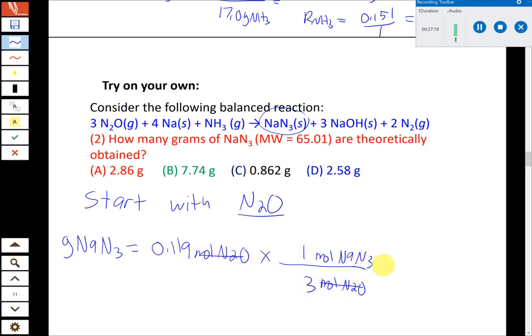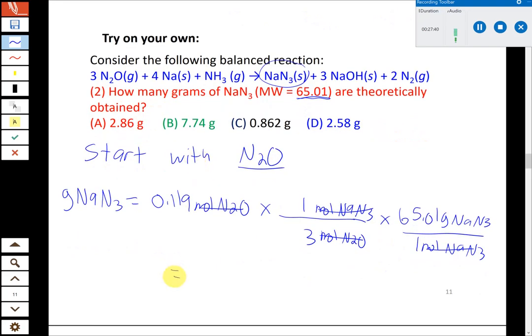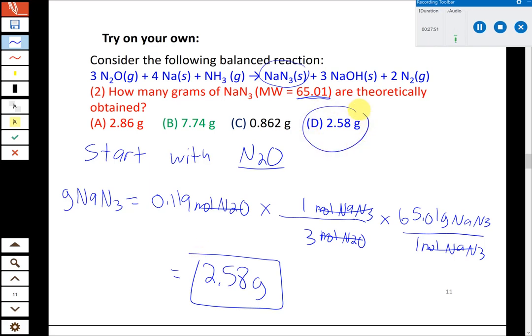So that's how many moles of that product form, and then to get the mass of the product, we use its molar mass, which is given here as 65.01. So 65.01 grams of sodium azide in 1 mole. And that comes out to 2.58 grams. So this is how much of that product we could potentially get. And that would line up with choice D then. Okay? So any questions on those topics? We've done a couple examples. I think that illustrates all the concepts we need.